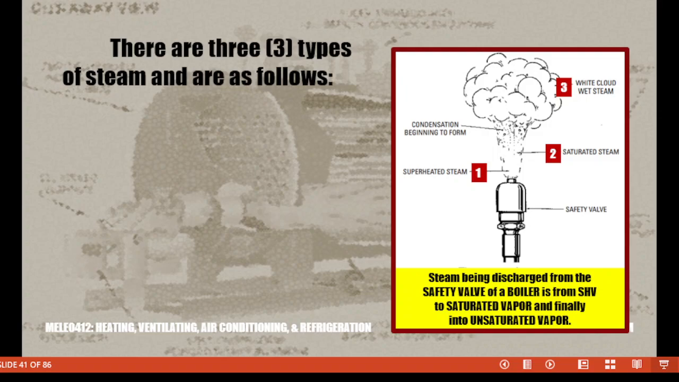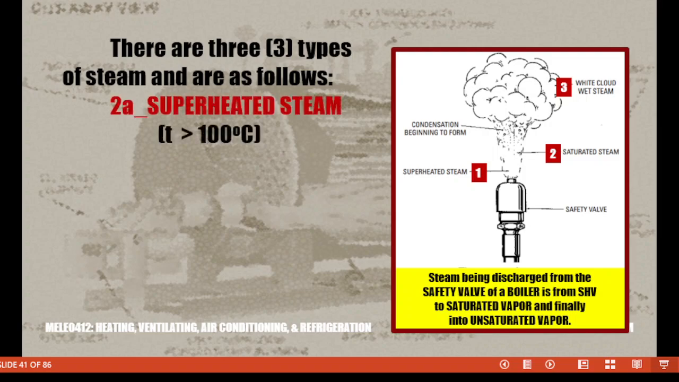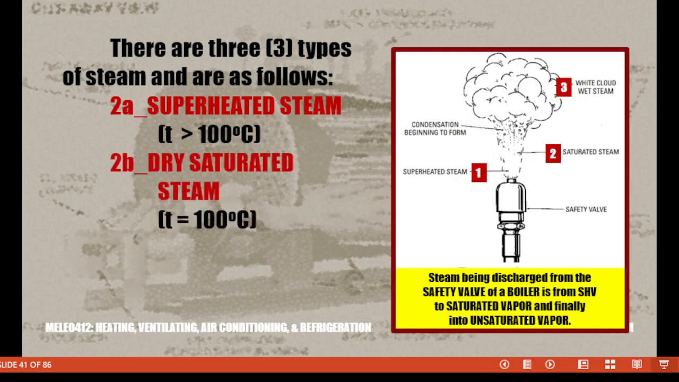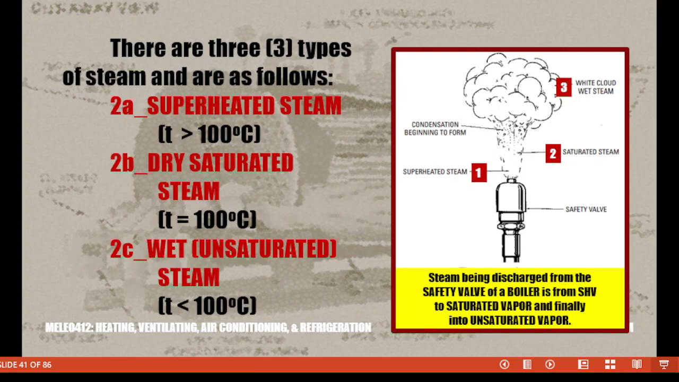So, technically, we have three kinds of steam. We have superheated steam, which is produced at temperatures exceeding 100 degrees centigrade. Then we also have what we call dry saturated steam, basically at a temperature of 100 degrees centigrade. And then meron na tinatawag na unsaturated steam or what we call wet steam, which is actually produced at temperatures lower than 100 degrees centigrade.